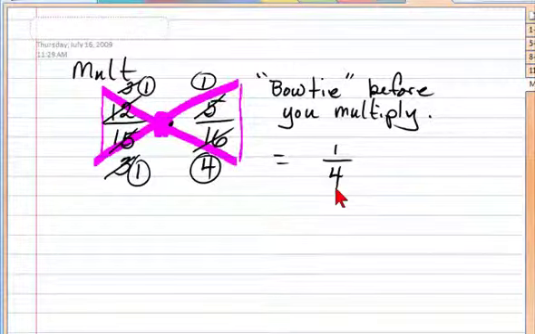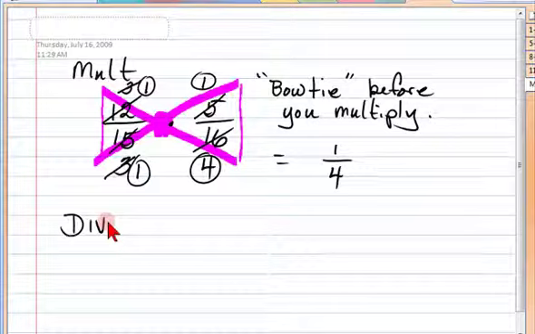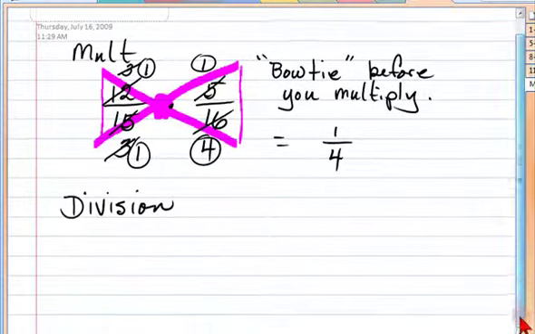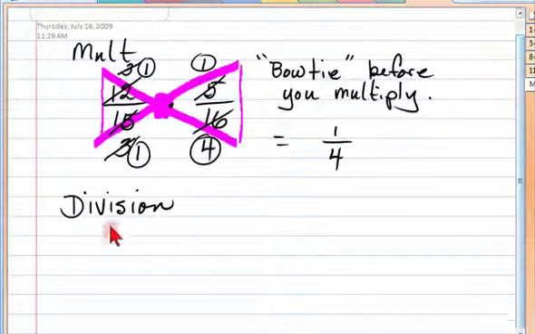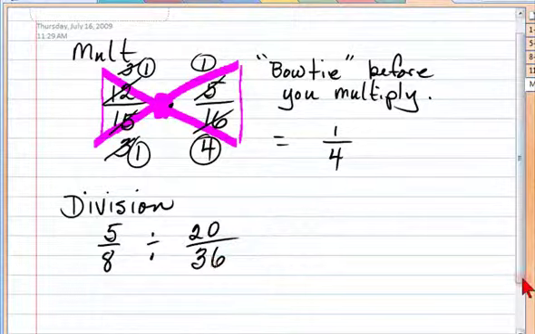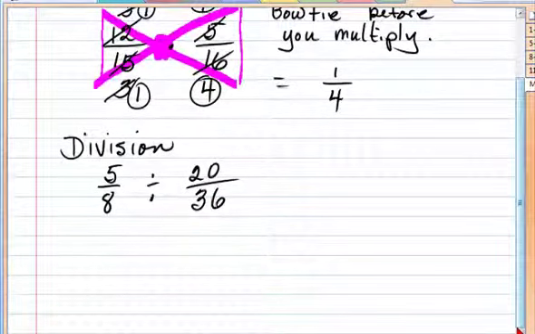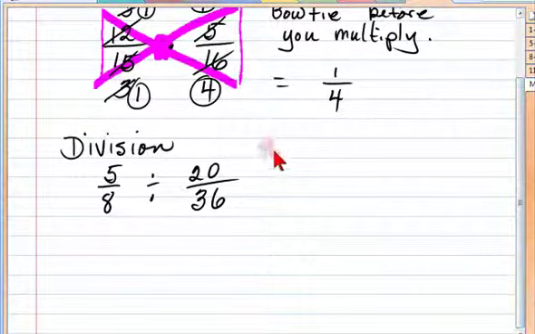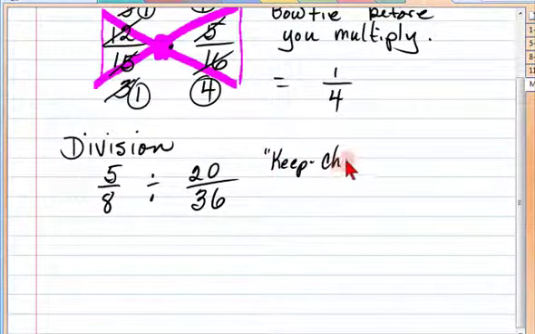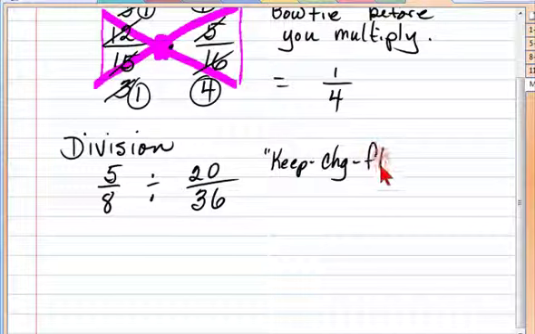The other thing I'm going to ask you to remember is about division. This is just arithmetic stuff. What if you had 5/8 divided by 20 over 36? What do you have to do with a division problem? Okay, my little silliness here is going to be keep, change, flip.